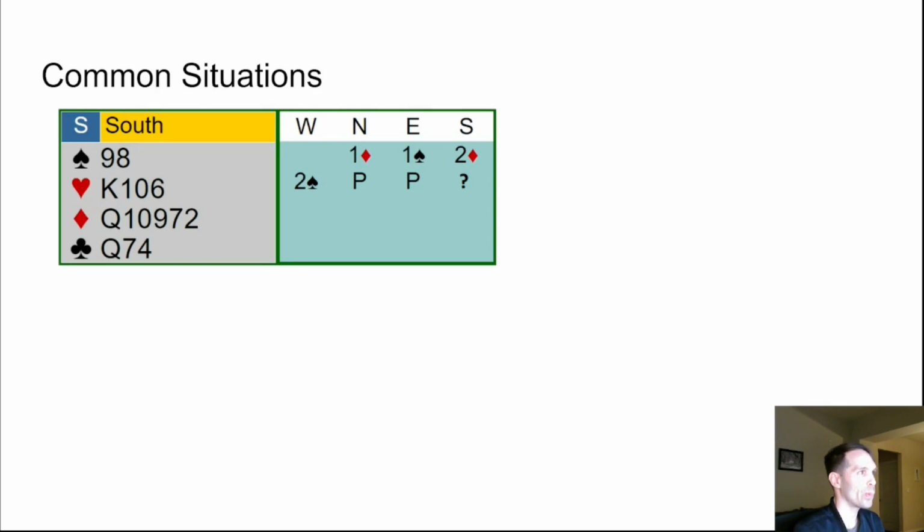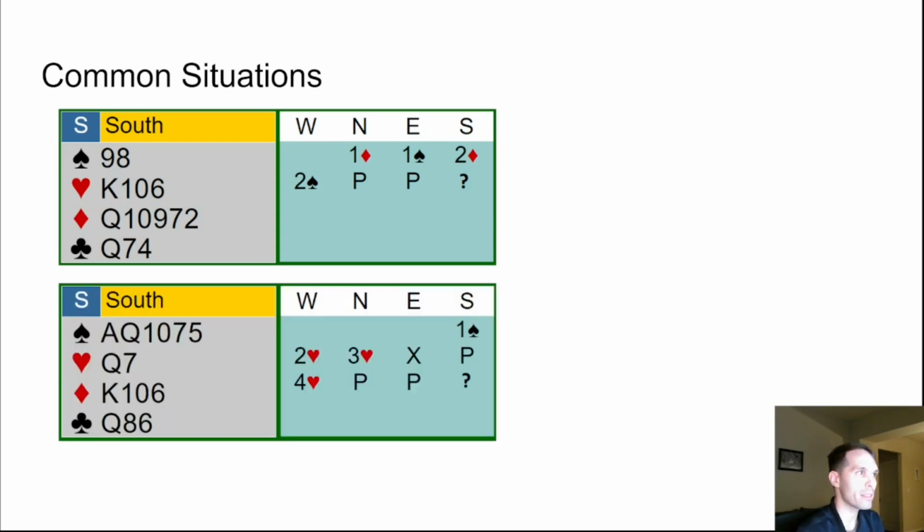So I'm going to present a couple of common situations that you might find yourself in. Here's one of them. Your partner opens a diamond. Your right-hand opponent overcalls a spade. You have the 7 count with some diamond support. You decide to bid 2 diamonds. Goes 2 spades, pass back to you. And you have to decide, am I balancing? Should I sell out to 2 spades? So that's a common scenario.